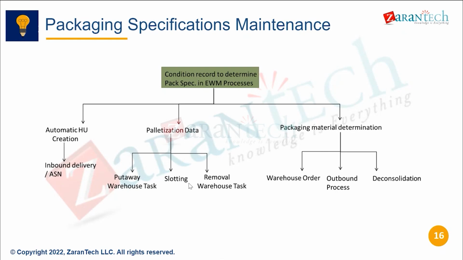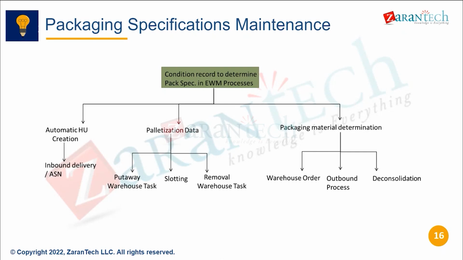Even the slotting of those products will be done, everything will be done based on that pallet only, or based on the alternate unit of measure which you are going to use to handle those products in the warehouse. Similarly for the removal of those products from the warehouse. You can see here how the packaging materials determination happens when your warehouse order is created in the EWM system, and how, when we have the outbound processes, as soon as you pick your pallet.